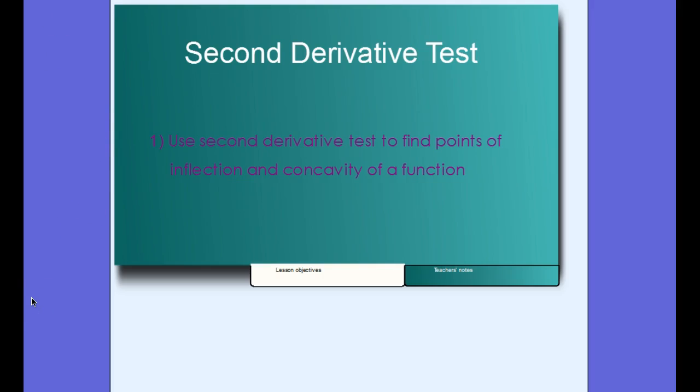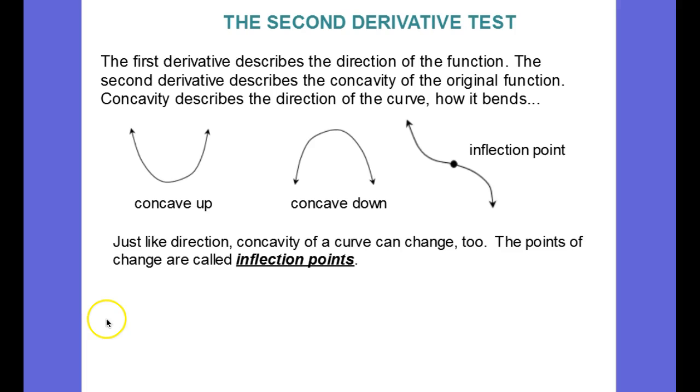The second derivative can also give us information about points of inflection, which are going to be points where the concavity changes for the original function f of x. So let's take a minute and talk about concavity. Anytime you see a question about concavity, you should immediately think of the second derivative and the second derivative test.